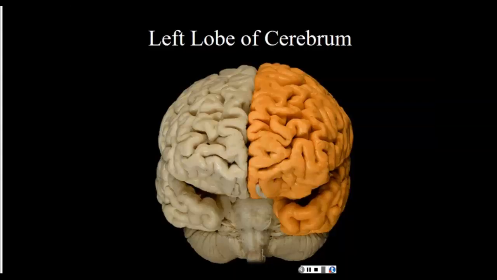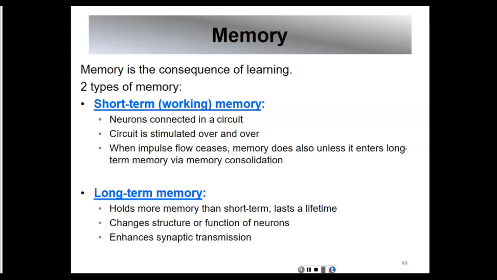Here's your left lobe. Memory is the consequence of learning, which is kind of a funny way to say it, but obviously with learning you're going to remember it, hopefully. There are two types of memory: short-term, or working memory. This is where you have neurons in a closed circuit, meaning the circuit is stimulating over and over. When the impulse flow ceases, memory does also, unless it enters into long-term memory by way of memory consolidation.